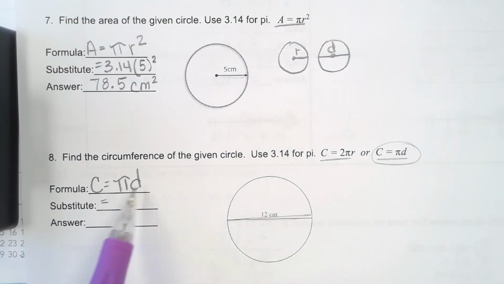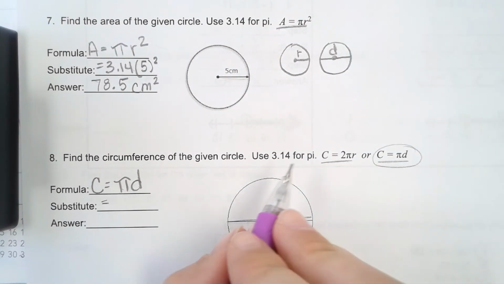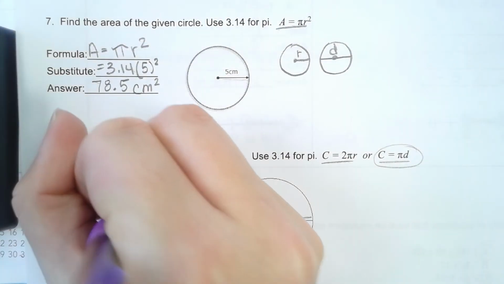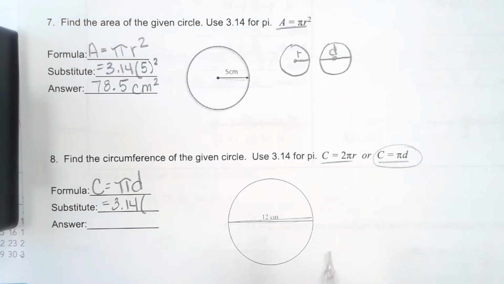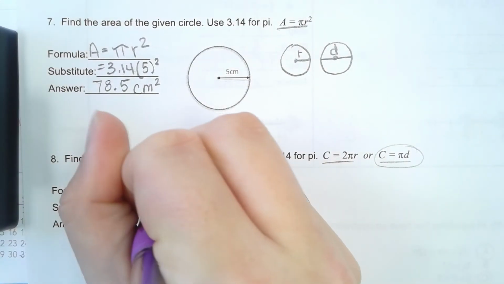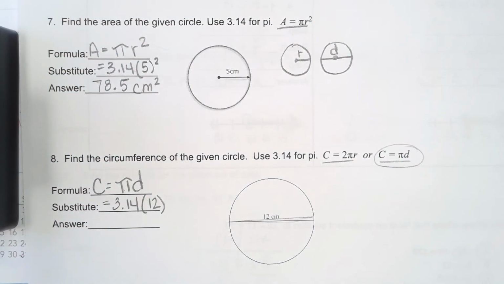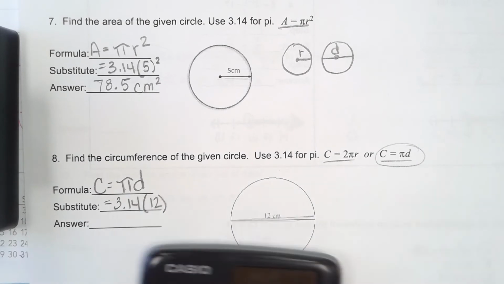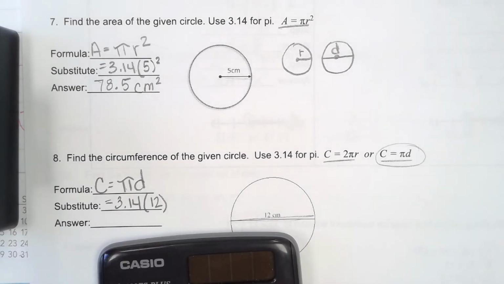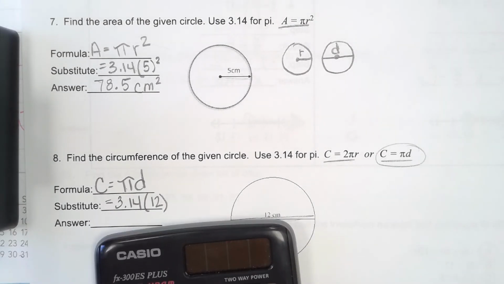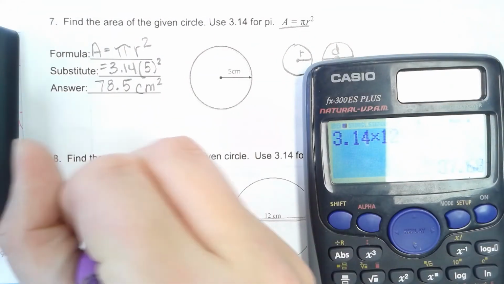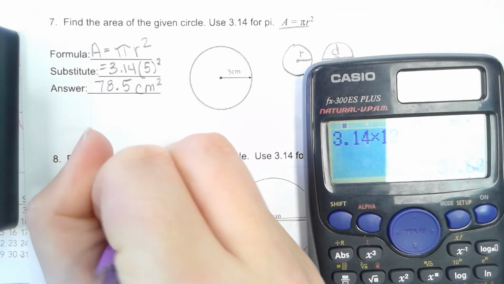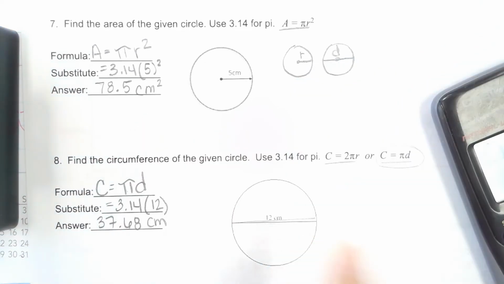Substitute means I'm plugging numbers into my formula, so they told me to use 3.14 for pi, and the diameter was 12. All I need to do is take 3.14 times 12, and that gives me 37.68 centimeters.